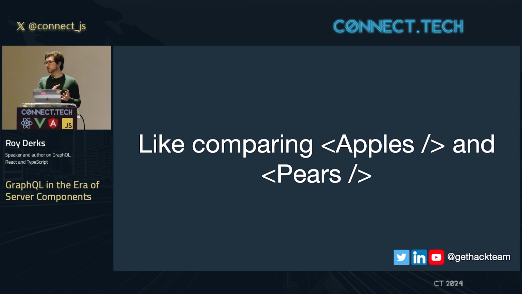Because comparing React server components and GraphQL is like comparing apples and pears. I'm originally from the Netherlands, which is in Europe, for those of you that don't know. And we have a saying, something is comparing apples to pears. They're both fruit, could be delicious, they're kind of sugary. They both have pits on the inside or seeds. And they both have a small little bit of skin on the outside. But they're very different fruits.